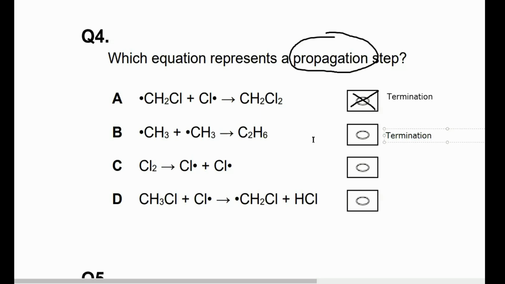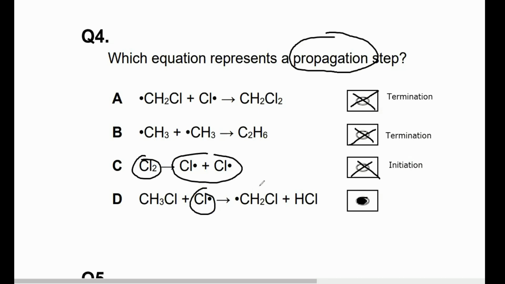It's another termination step, two methyls coming together to make ethane. That is not a propagation step. Then we've got chlorine splitting into two free radicals. This is initiation. That's the start of free radical substitution. So the only one that's a possibility for the answer is D, because we have a free radical on the reactant side and a free radical on the product side. That is what you need for propagation.